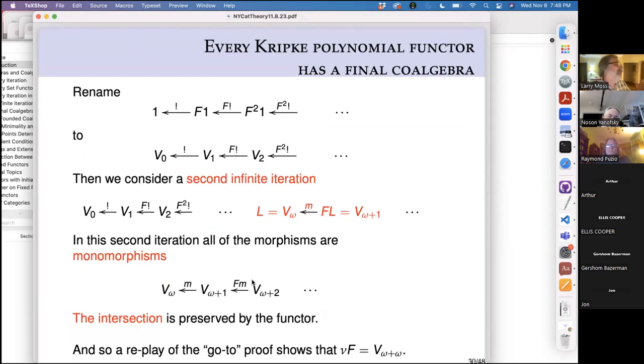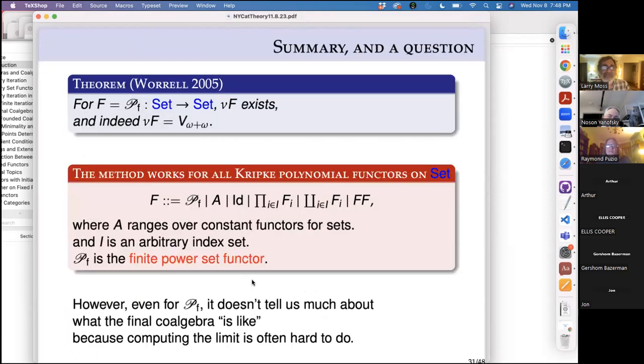So we're not getting it from Barr's theorem directly, we're getting it from Barr's theorem twice. Barr's theorem applied to a second kind of infinite iteration. And in fact, this was done for the finite power set by James Worrell in a 2005 paper. So he was the one who first noticed this. And what we did was we checked that it works for all of the Kripke polynomials.